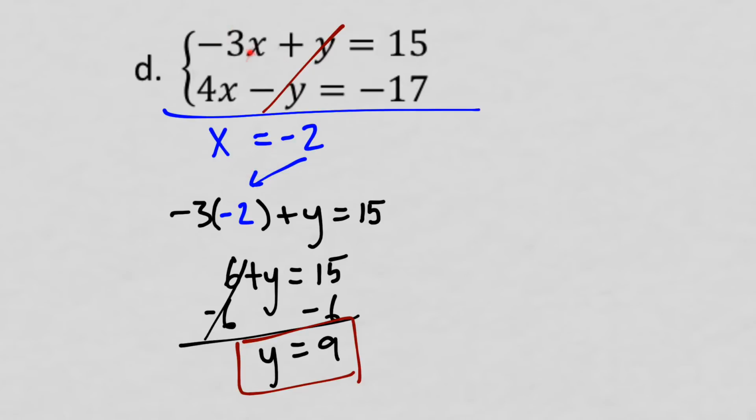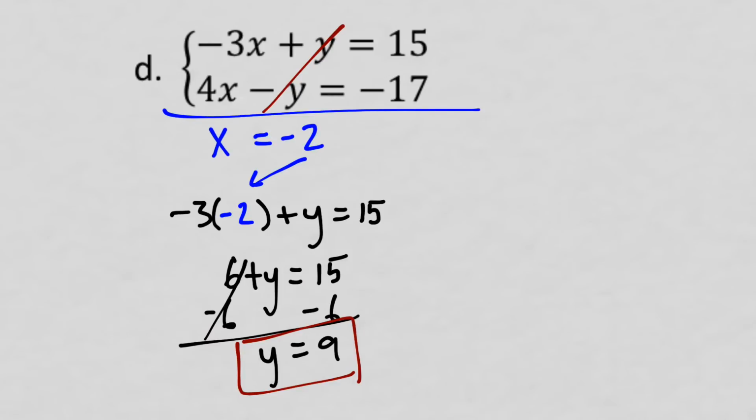Which one did I use? The top one. It doesn't really matter which one you use. You're going to get the same answer. But I chose the top one, and I plugged in the x equals negative 2 right here for x. And I got 6 plus y equals 15, subtract 6, and I got y equals 9. And that's your final answer for y.